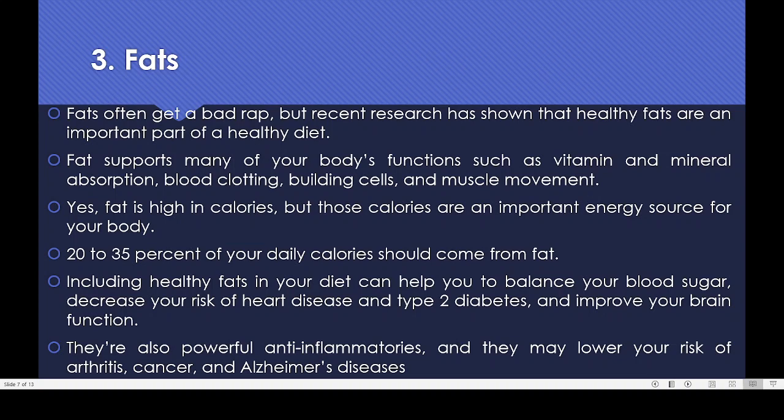These are some of the important functions associated with fat. One important point about fat is that normally if you take carbohydrate or protein, 1 gram of carbohydrate will produce 4 kilocalories.